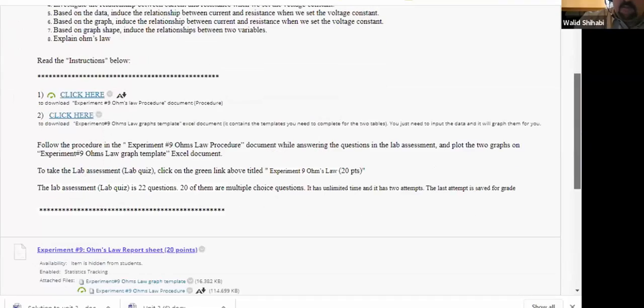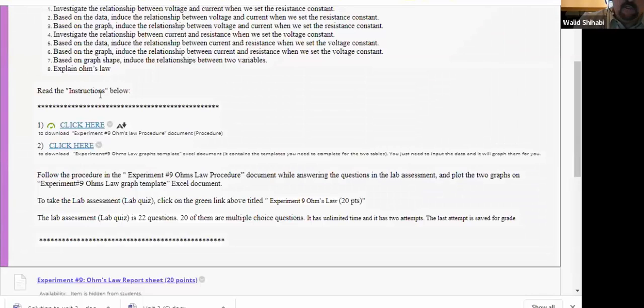Okay, if you look at the lab this week, you have two documents that you need to download. The first document is the procedure, and the second document is graphs. You are given actually the graph templates. You don't need to graph from scratch. I gave you already the templates, and you just need to fill in the data. Okay, just to save time here.